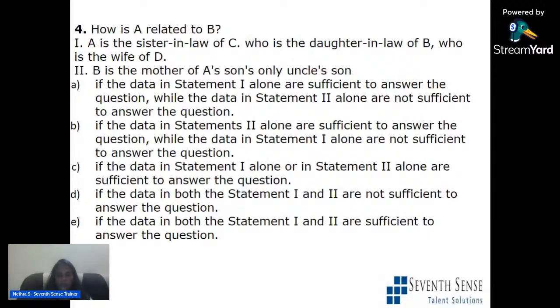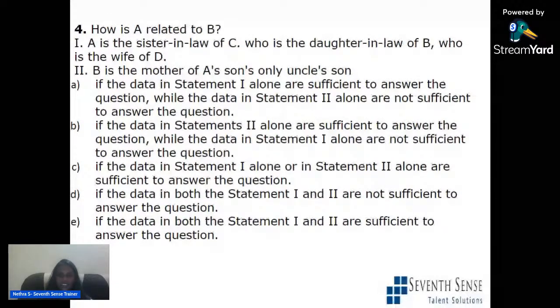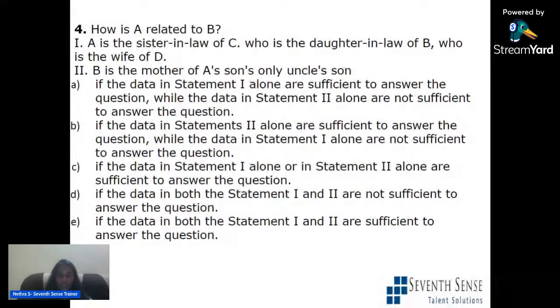What's the trick to answer this type of question? There are no tricks actually. You have to understand the statements carefully. That is the only solution and the only tip I can give. Based on the question, you have to link the statements, and analyze whether statement one alone is enough to answer, or statement two is also required.